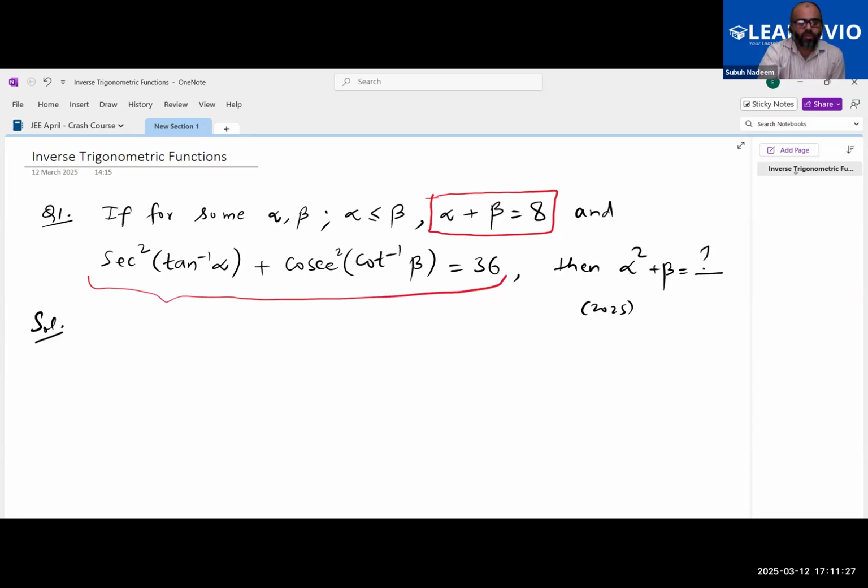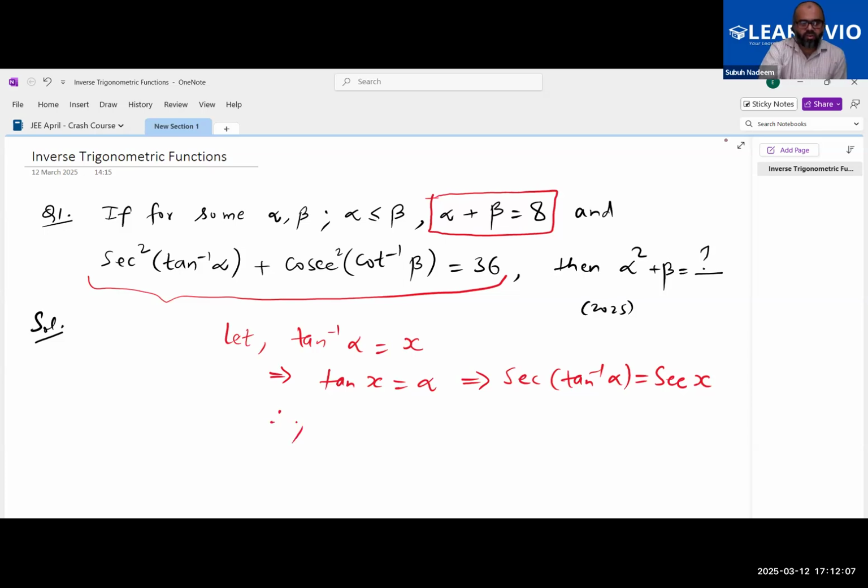Suppose we talk about sec square of tan inverse alpha, so how should we write it? Let tan inverse alpha be equal to x. This is some angle x. So it means that tan x is equal to alpha. Now, if you want to find sec of tan inverse alpha, you are basically talking about sec of x, because x is tan inverse alpha.